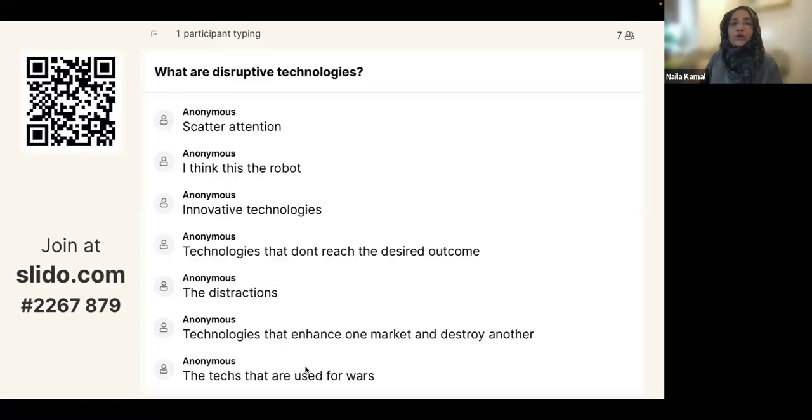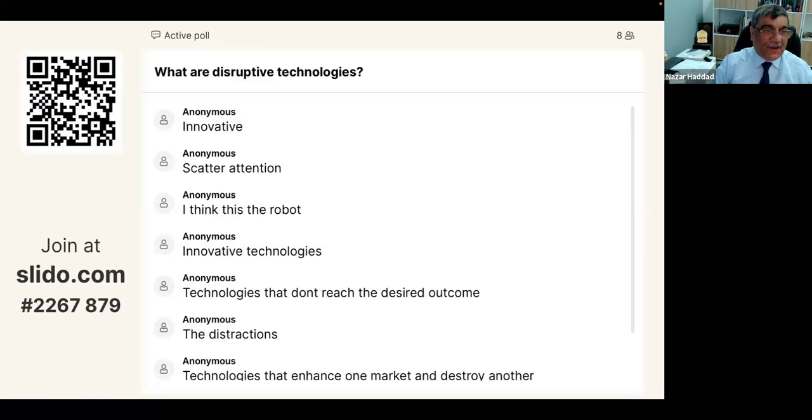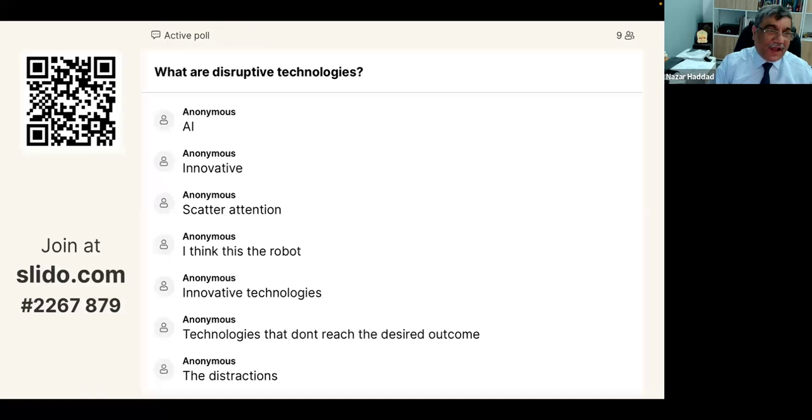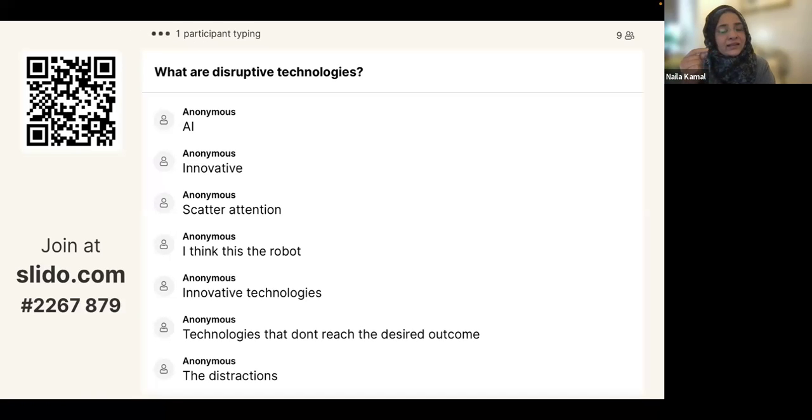For example, it's not just a robot. Is it a new emerging or abruptly emerging thing? The technologies that take their place or take the platforms from others. Yes, very good. So the disruptive technology is what will replace what is already there.